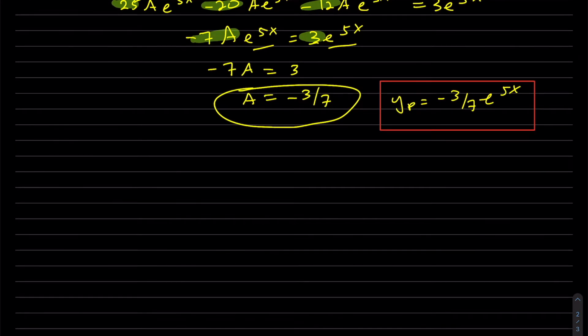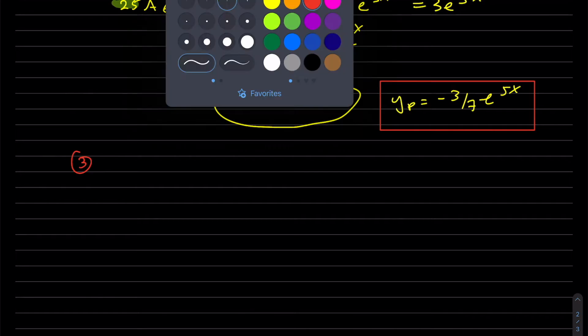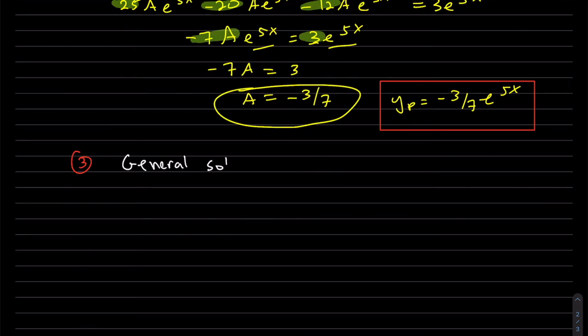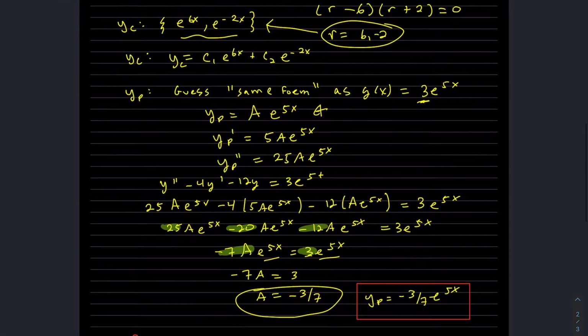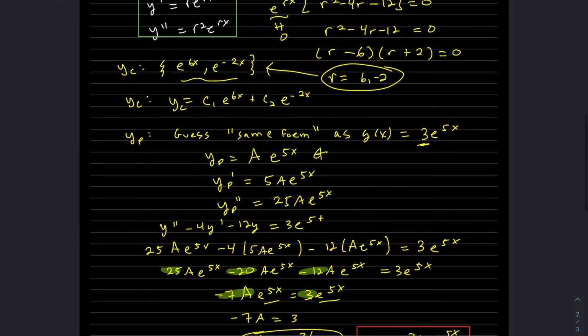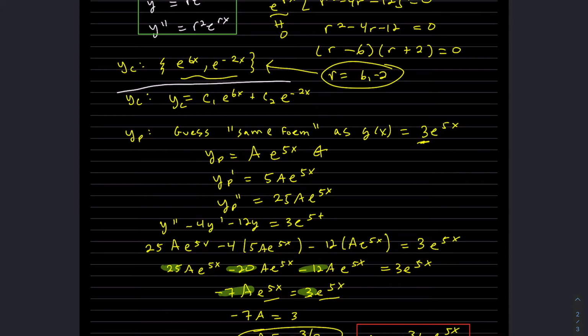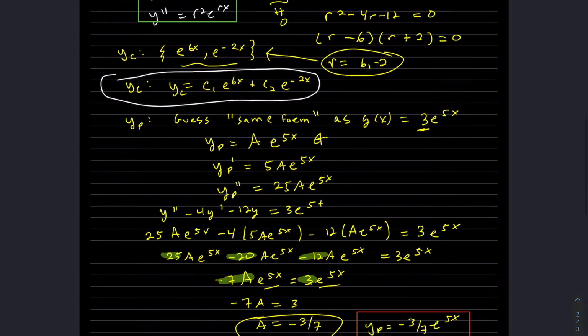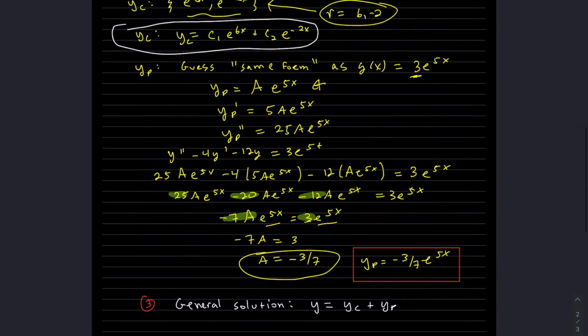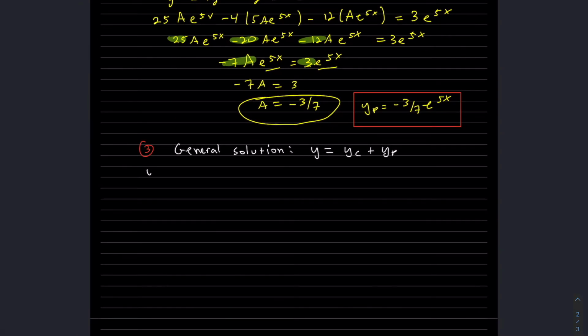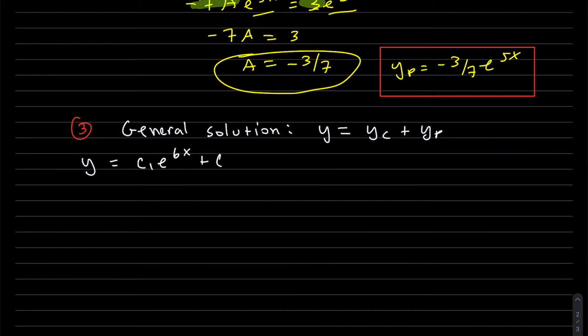So now our step 3, our general solution. We put them together, we add yc plus yp, and that's our general solution. See, I should have circled it back here. So that's my yc. 6 and negative 2. Then you add your particular.